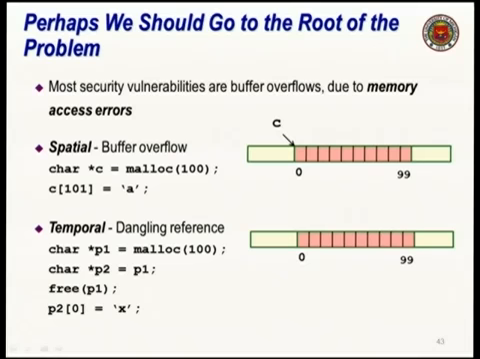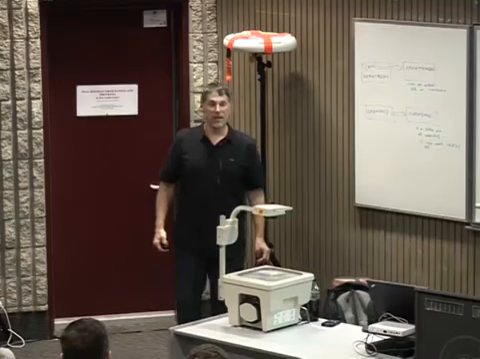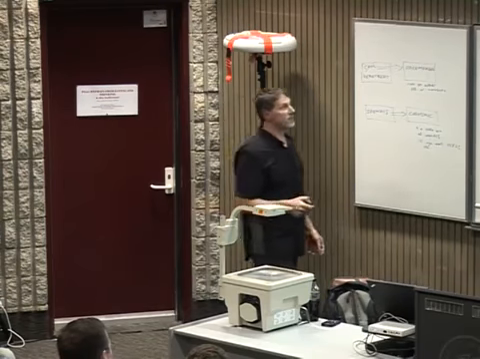All right. So perhaps we should go to the root of the problem. What is the root of the problem? It's that buffer overflow. A lot of people advocate going to safe languages. Safe languages eliminate these two basic problems. The buffer overflow, the spatial buffer overflow, that's where you have some array variable and you have the ability, through a bug in the program, to overwrite past the end of it. C allows this. C++ allows this. Java doesn't. Python doesn't. Ruby doesn't. There's no way to overwrite the end of an array in Ruby unless there's a bug in the underlying implementation.